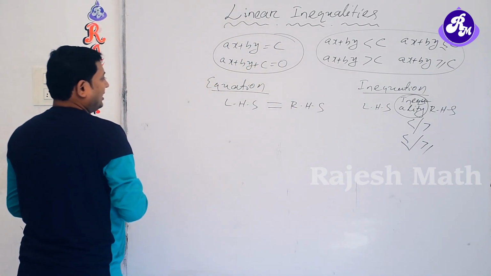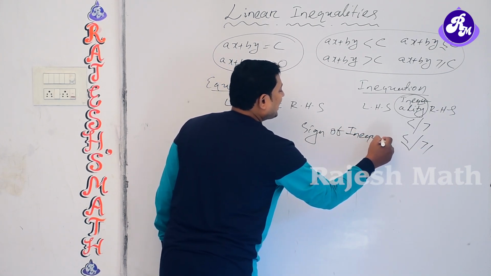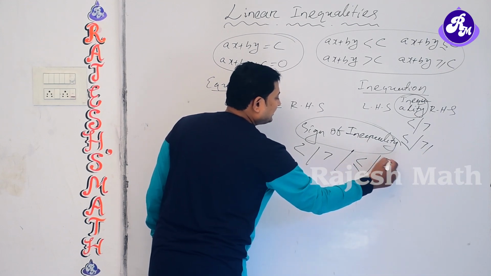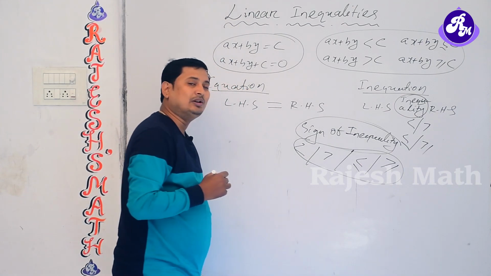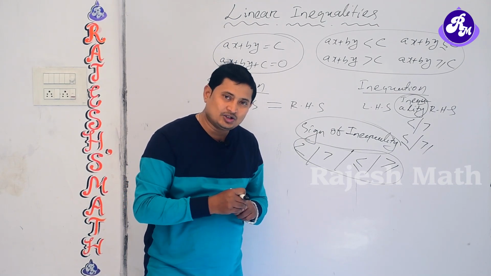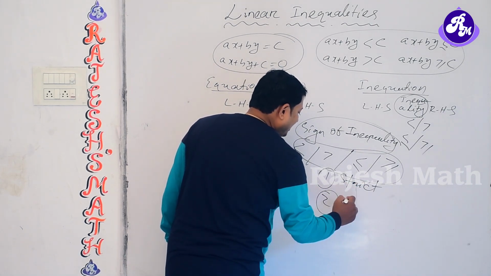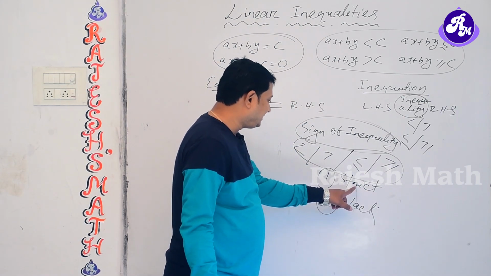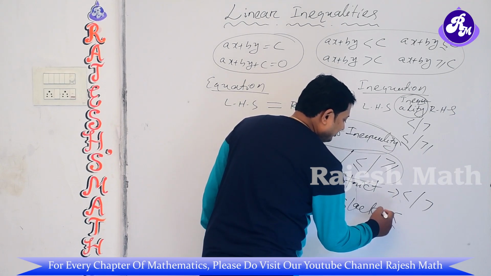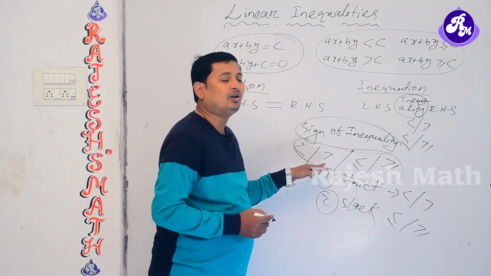Okay. Next, students, what is the sign of inequality? Less than, greater than, less than or equal to, greater than or equal to. These four are called the signs of inequalities. Generally, the signs of inequalities are categorized into two types. What are they? Number one, strict inequality. Number two, slack inequality. What are the strict inequalities? Less than or greater than are called strict inequalities, whereas less than or equal to and greater than or equal to are called slack inequalities, and these four combined are called the signs of inequalities.